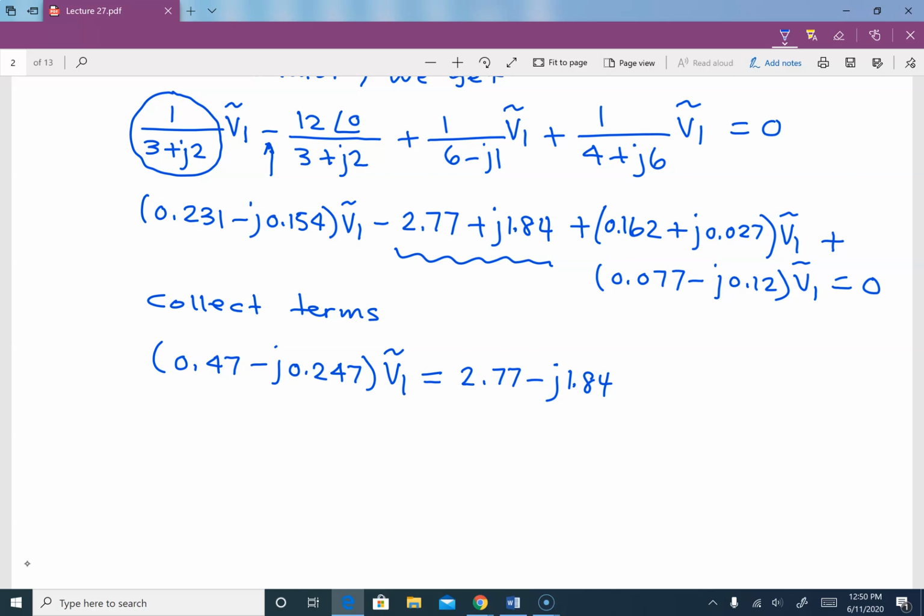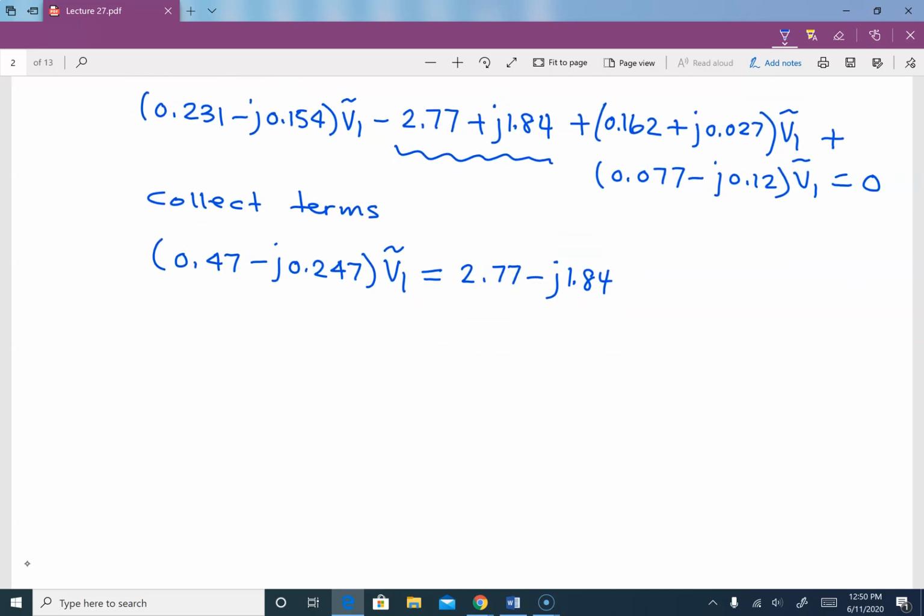So now negative 2.77 plus J1.84, when we move it to the other side, we need to flip the sign of each term. So the negative 2.77 becomes 2.77 positive, and the positive J1.84 came out to be negative J1.84. So from this, the only unknown is V1.